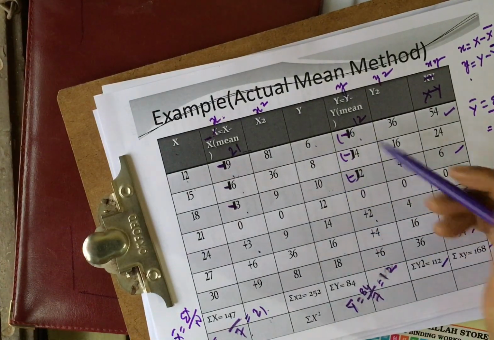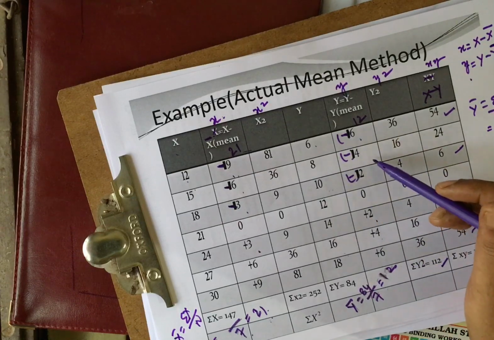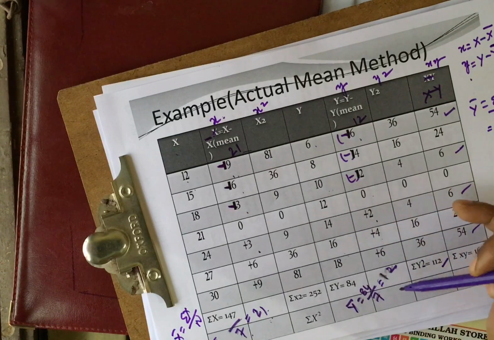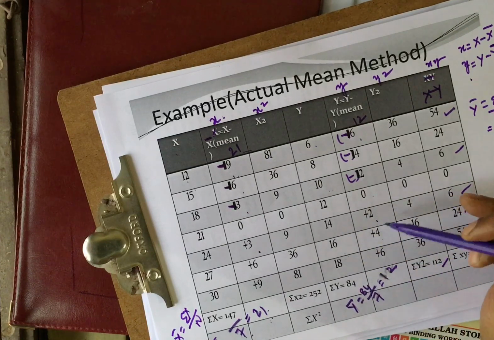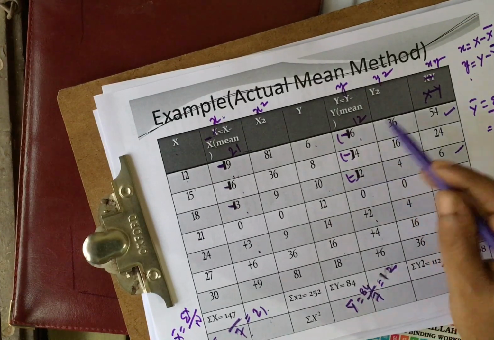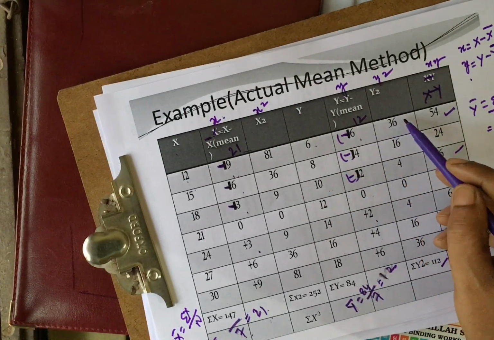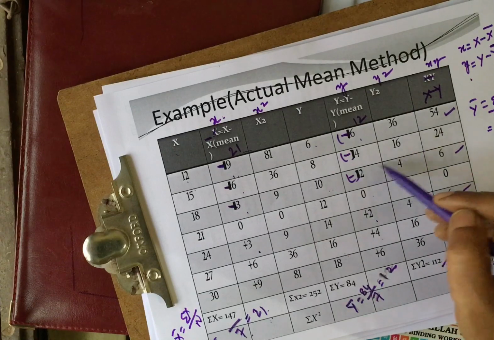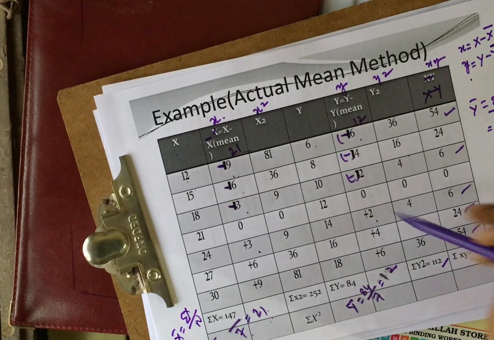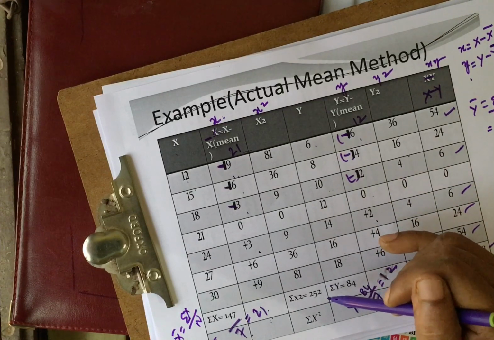So 6 minus 12 is minus 6, 8 minus 12 is minus 4, 10 minus 12 is minus 2, 12 minus 12 is 0, 14 minus 12 is plus 2, 16 minus 12 is plus 4, 18 minus 12 is plus 6. Now the same thing squared: 6 into 6 is 36, 4 into 4 is 16, 4, 0. This total is 112, this total is 252.